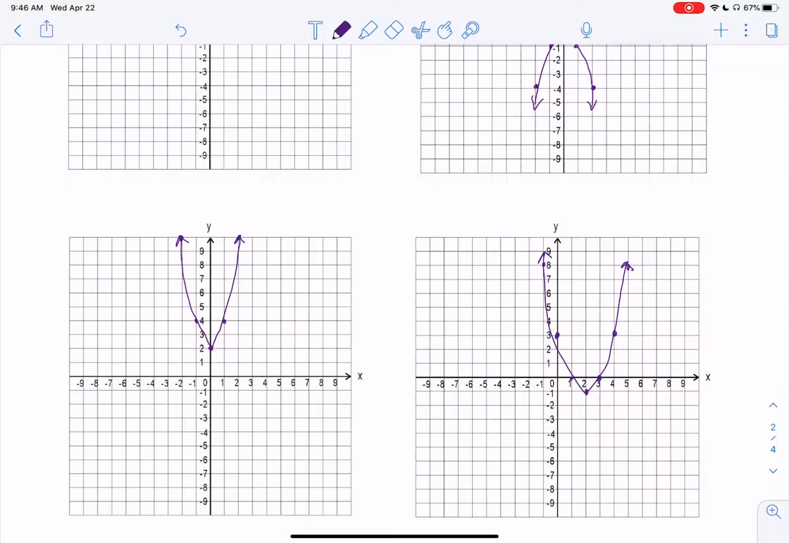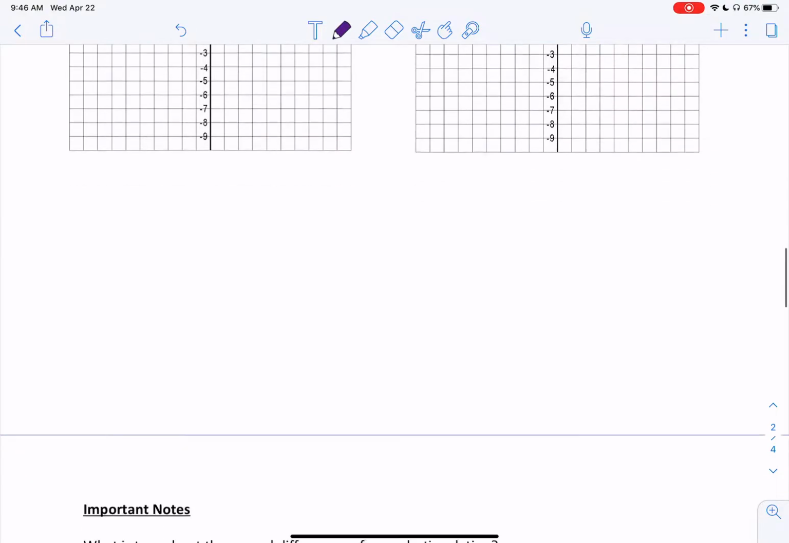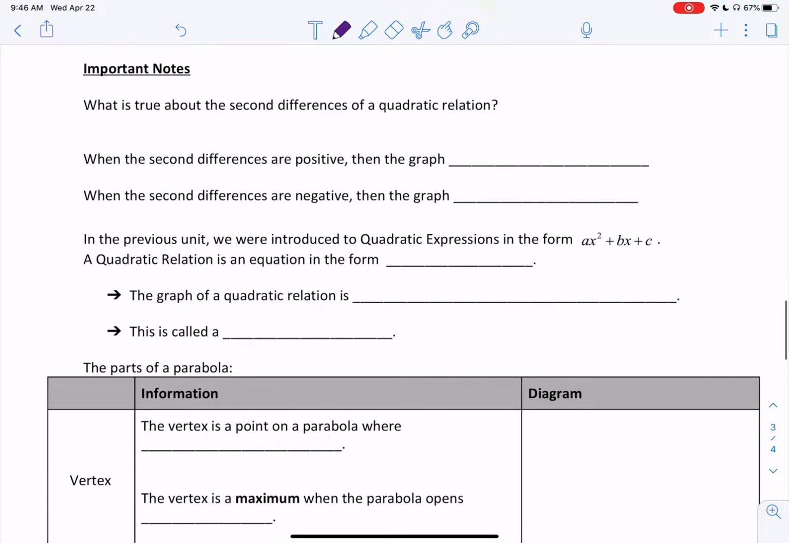So once you have your graphs, we can make some conclusions. So here are the conclusions that we really want to get out of this. And we're going to practice with graphing. So if the graphing went really fast, don't stress about it because we're going to be doing lessons and lessons about graphing. So the first thing we want to look at is what's true about the second difference of all quadratic relations. They are all the same.